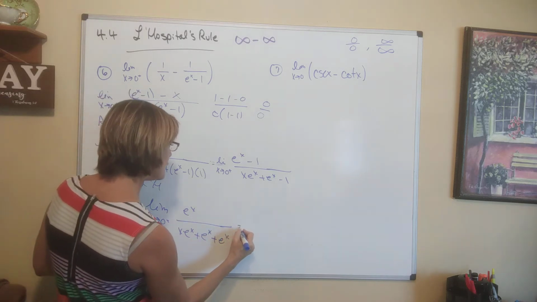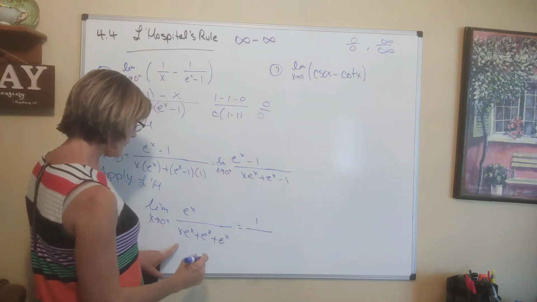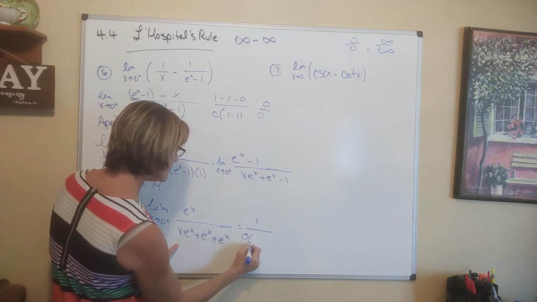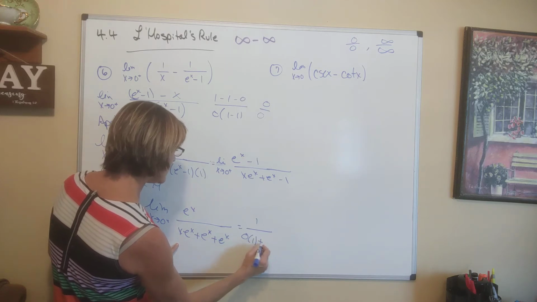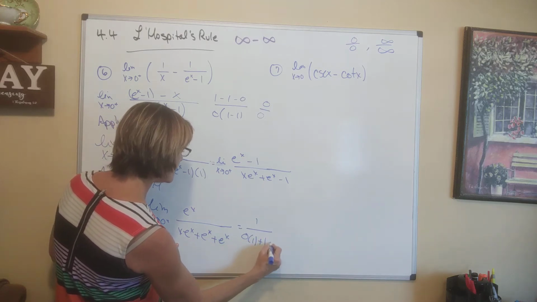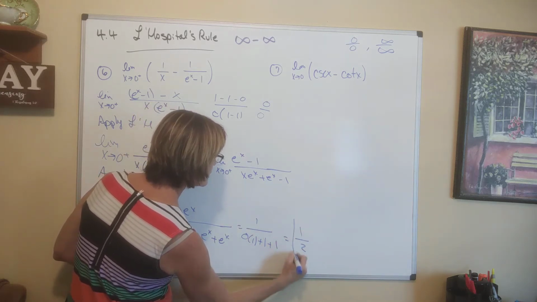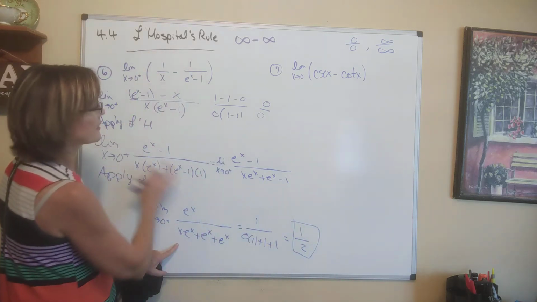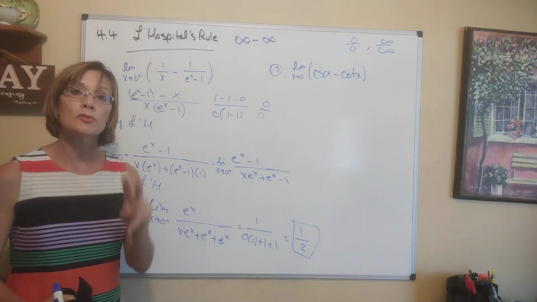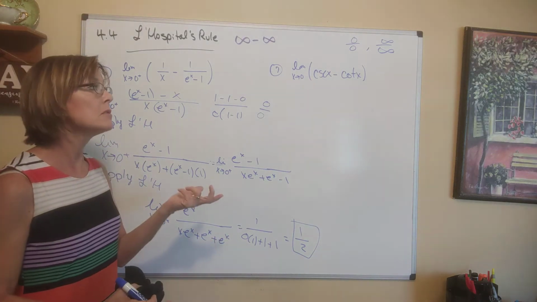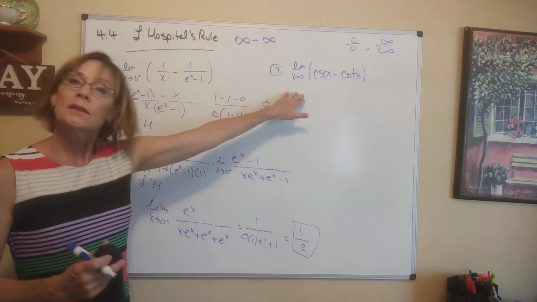Now when we plug in 0, what do we get? We get e to the 0, which is a 1, over 0 times 1, plus e to the 0, which is a 1, plus e to the 0, which is a 1. We get 1 over 2. That is what the limit of this ended up being. We had to apply L'Hopital's rule 2 times, and sometimes you do that. That's okay.